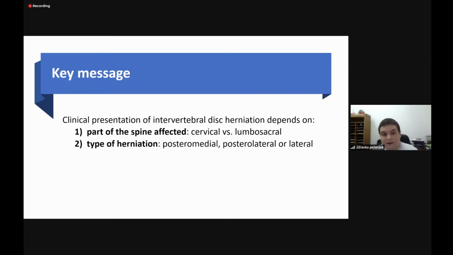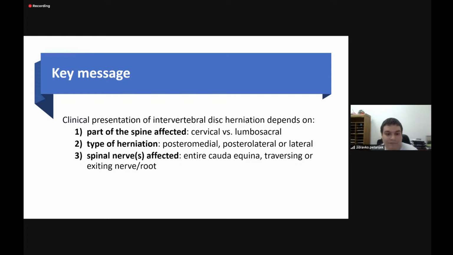Second, the clinical presentation depends on the type of herniation. Three basic different types exist: posteromedial, posterolateral, and lateral. And thirdly, the clinical presentation will depend on which spinal nerve is affected, whether it's the entire cauda equina, whether it's the traversing nerve, or whether it's the exiting nerve or exiting root.